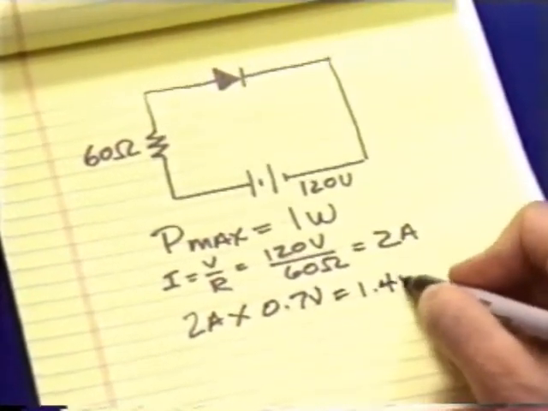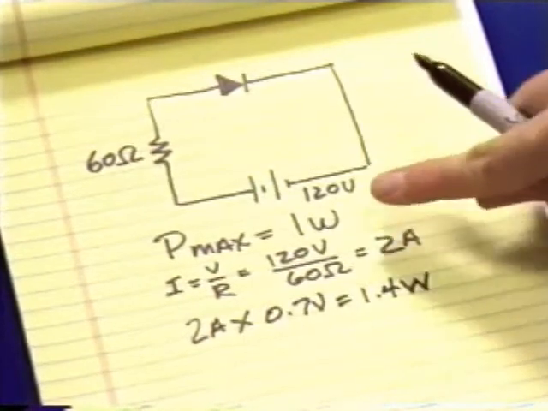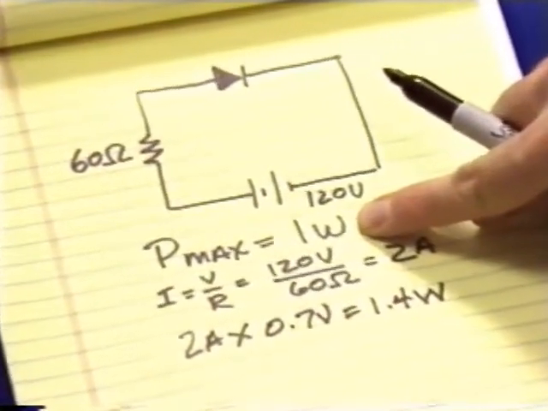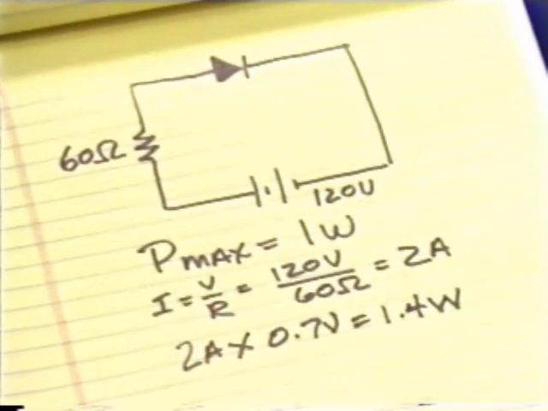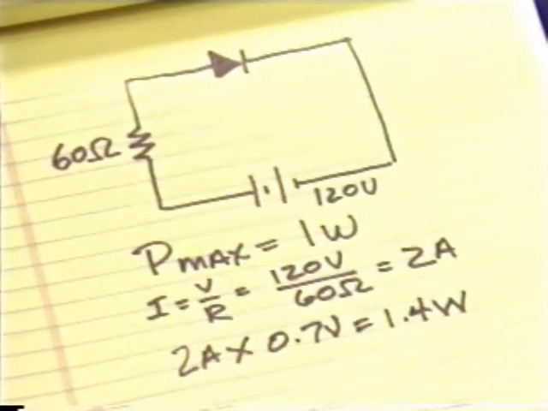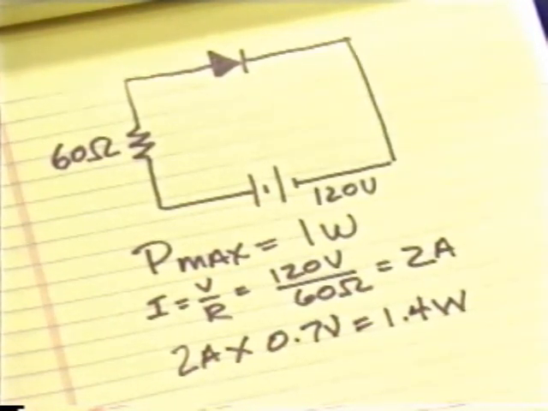This yields 1.4 watts. Since this value is greater than the maximum power dissipation for this diode of 1 watt, the diode will burn out. This underscores the importance of selecting the right resistor value.